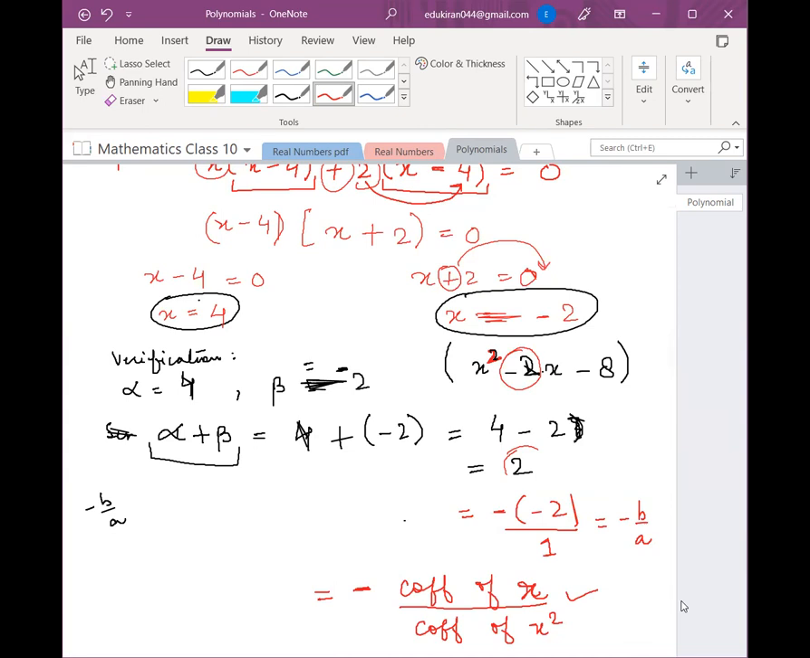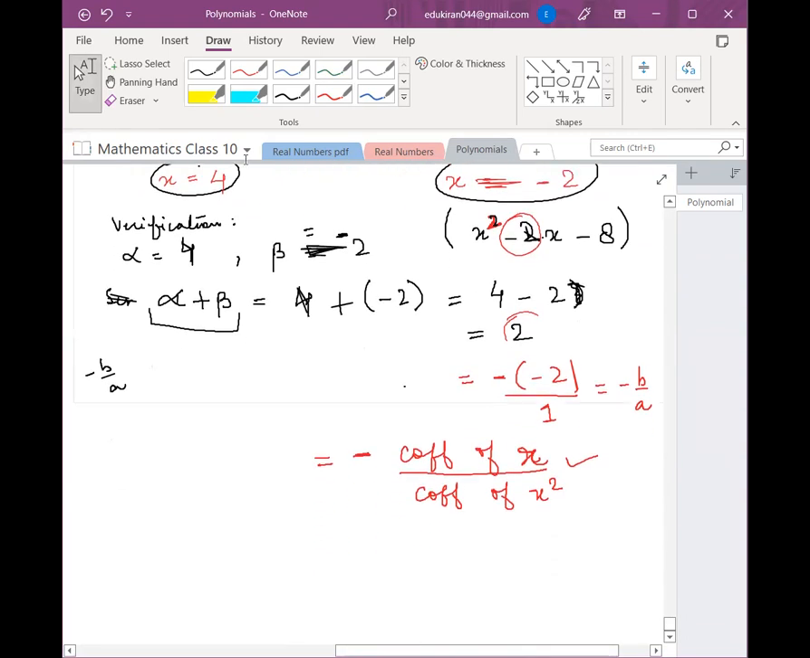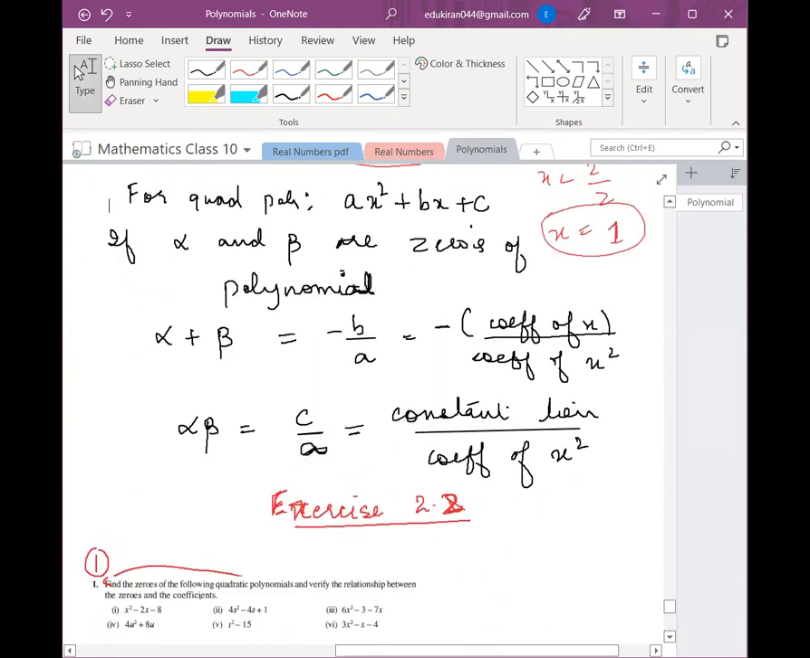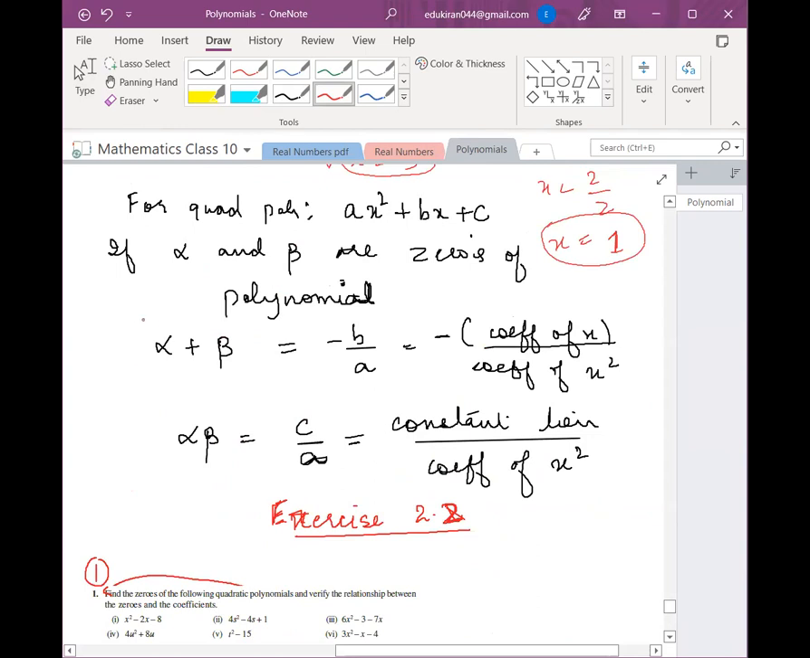Clear? And now I'm doing alpha into beta. I know I should get c upon a. We will see whether we are getting c upon a or not. So we will do alpha into beta now. The product alpha into beta should give c by a. Please remember: alpha plus beta should give you minus b upon a, and alpha into beta should give you c upon a. I've already told you this. Please note this. The whole exercise is based upon this.